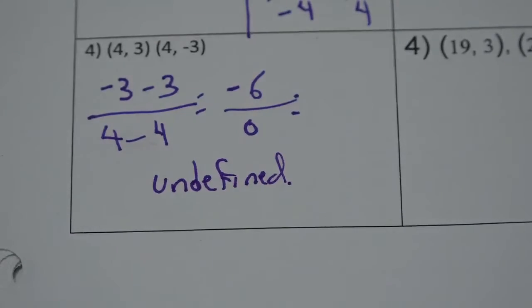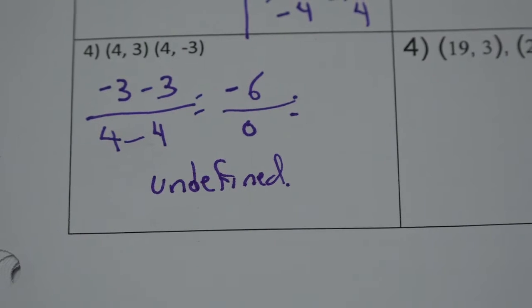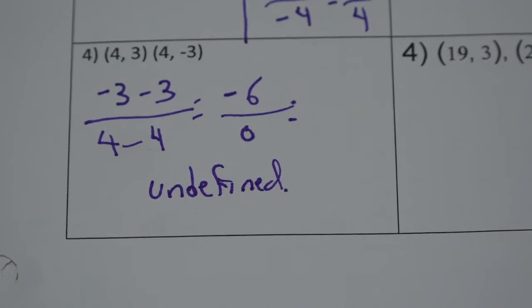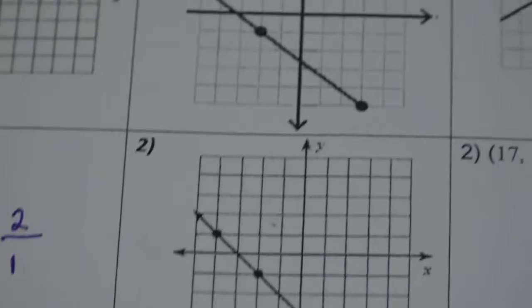I can't. There's no way. Later on, I might tell you that dividing by 0 is like dividing by infinity. And since we don't know what infinity is, boom. Okay then, let's move on to the next problem.